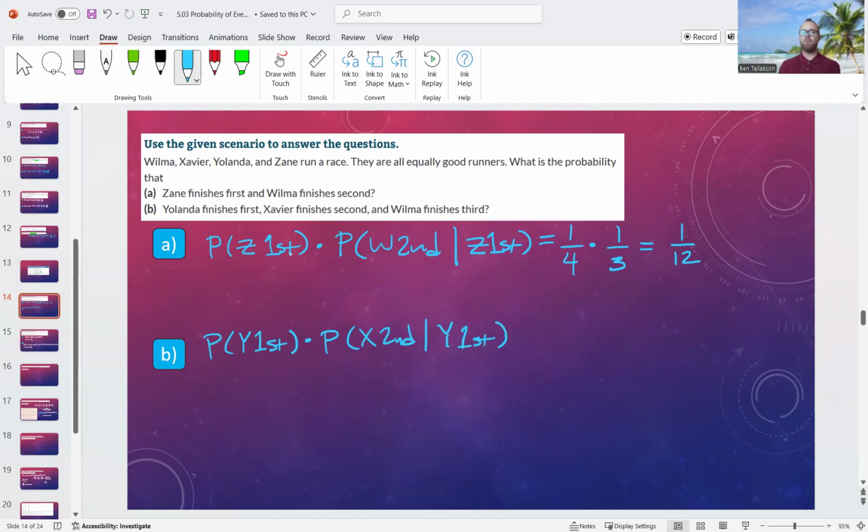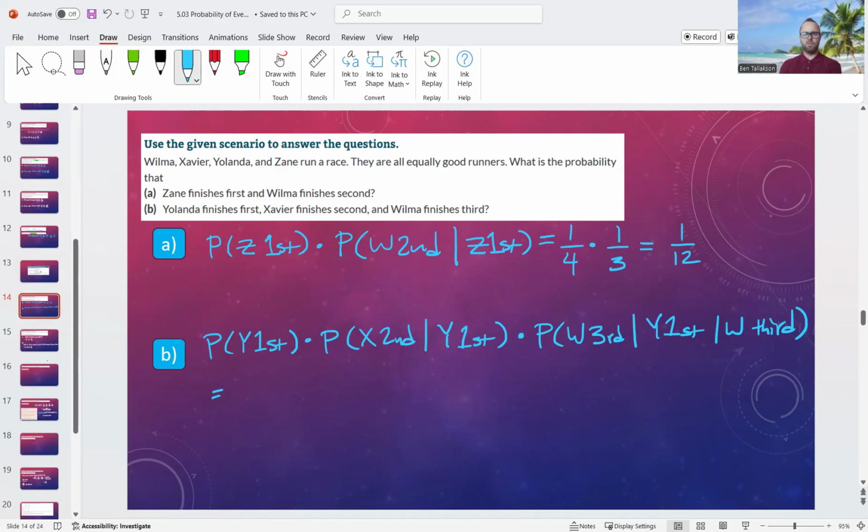There's 3 events happening, so we're multiplying 3 things together. The probability now that Wilma finishes third, given that what? Yolanda finishes first and Xavier finishes second. Okay, a lot going on here, but I think you will become more comfortable with this very soon. Here we go.